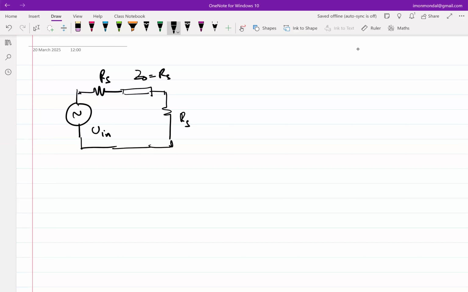So we understand that under the matched condition, this is essentially Vin by 2. If I have to find out what is the power in, how should I go about finding out the power in?